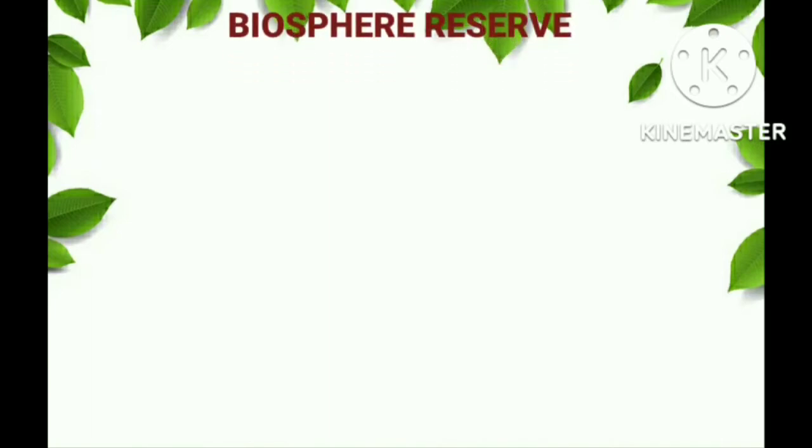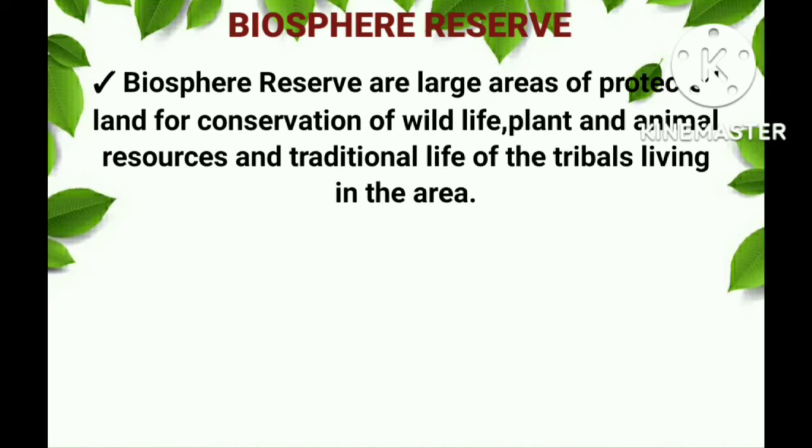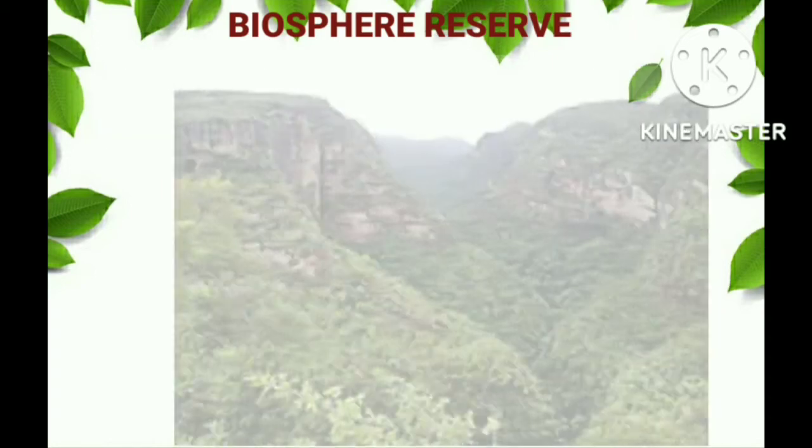So let us discuss each of these protected areas in detail. The first one is Biosphere Reserve. Biosphere reserves are the areas meant for the conservation of biodiversity. What do you mean by biodiversity? Variety of living organisms existing on earth is called biodiversity. So biosphere reserves are the large areas meant for the conservation of wildlife, plants and animals living in that area.